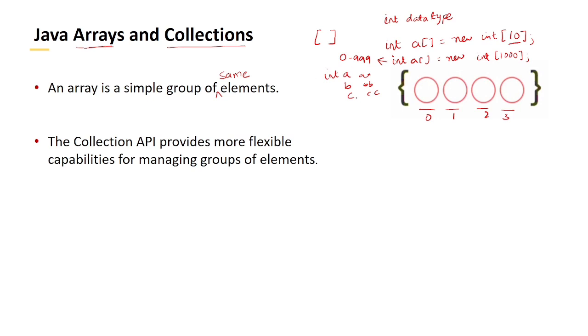Also, one more thing in arrays: it can only have the same type of element. So it won't be like, let's say this is of int, this is of double. This is not possible. Either all the elements would be of int, or all the elements would be of double.